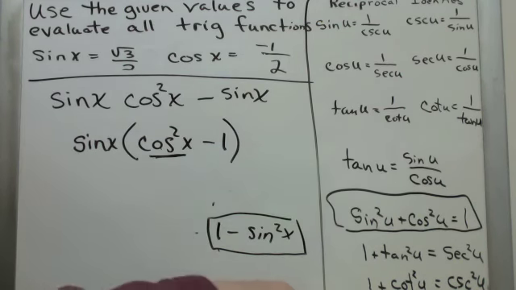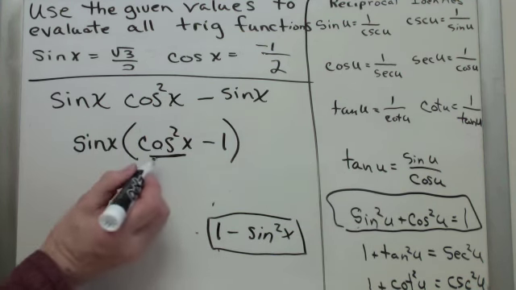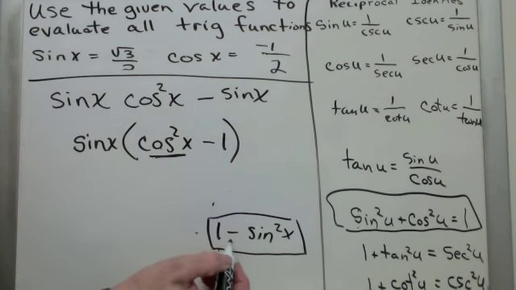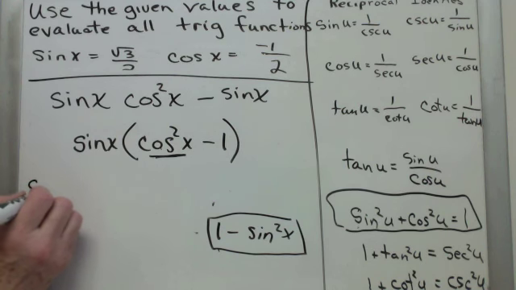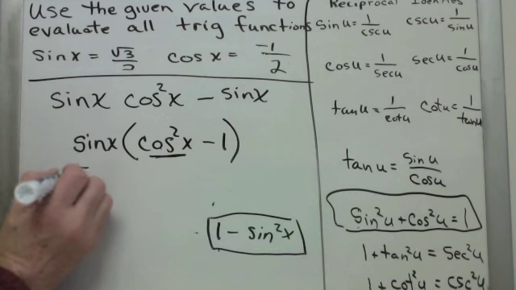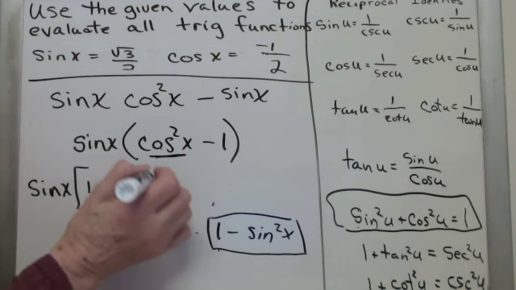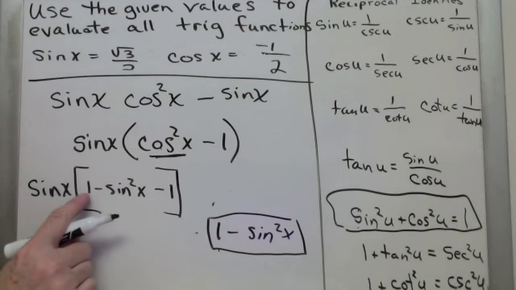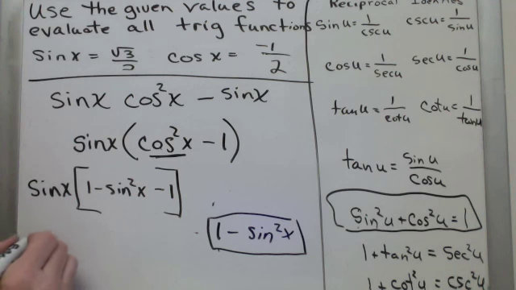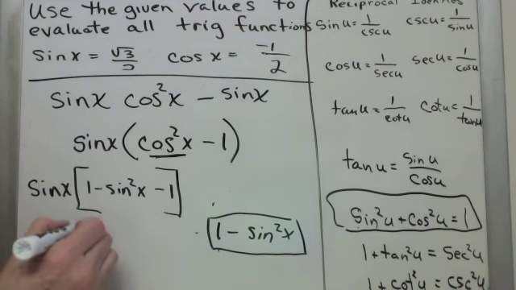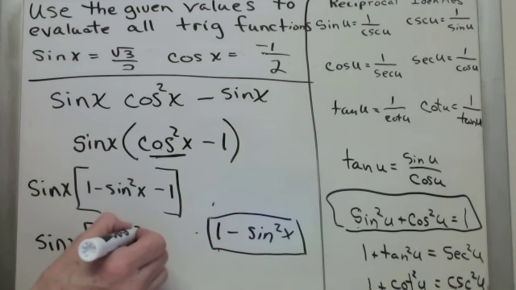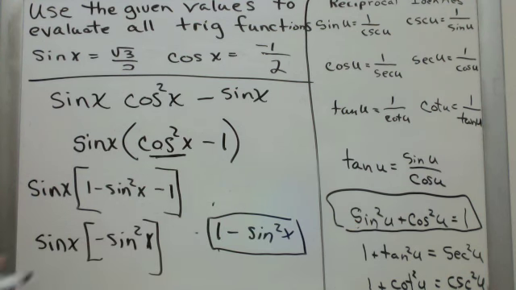So the Pythagorean identities, this identity can be written 3 different ways. I could have sine squared equals 1 minus cosine squared, cosine squared equals 1 minus sine squared, and then I have what I started with. So I'm going to replace cosine squared x with 1 minus sine squared x. Watch what happens. Sine x times 1 minus sine squared x minus 1. All right, now if I simplify this, what's 1 minus 1? 0. So now I have sine x times minus sine squared x. You with me so far?